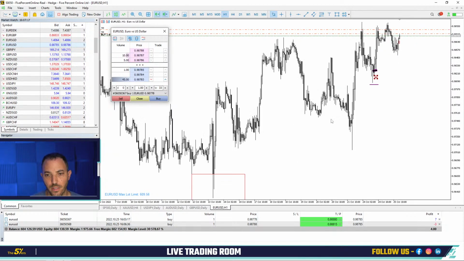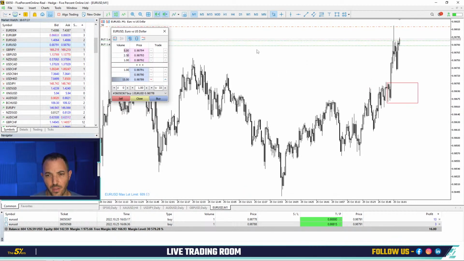Now you can see we're in that channel, and we're forming these higher lows. So yeah, I'm happy with my bias to the long side.